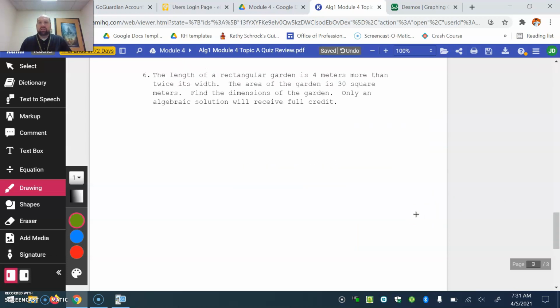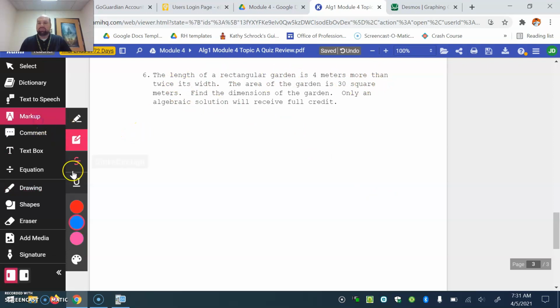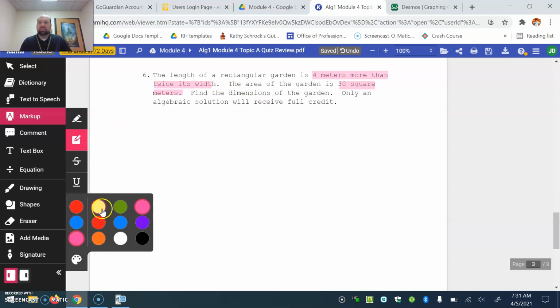And on to the last question, question 6. The length of a rectangular garden is 4 meters more than twice its width. 4 meters more than twice its width. That's very important. The area of the garden is 30 square meters. Find the dimensions of the garden.